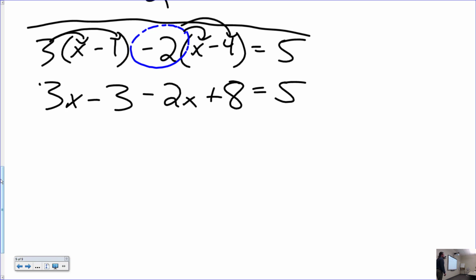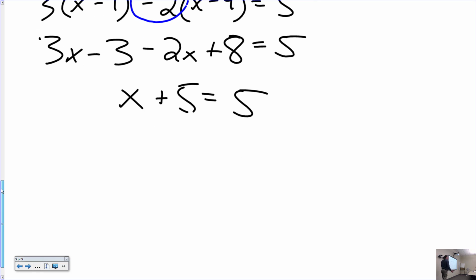And now, combine everything, folks. X plus 5 equals 5. Alright, so you have 3 x's and you took out 2 of them. There's only one left. A minus 3 and a plus 8. Again, be careful with those.